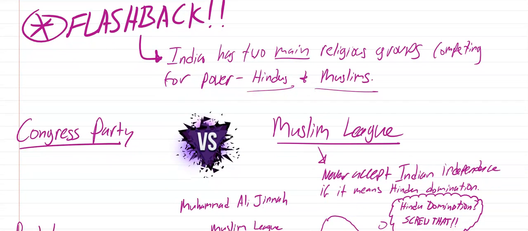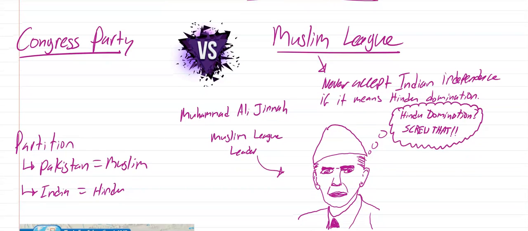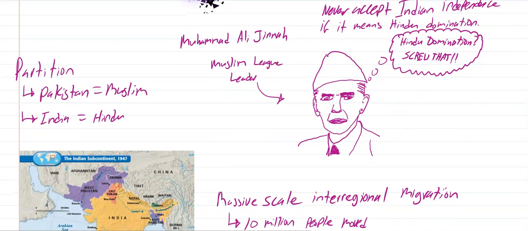Just to flash back, India has two main religious groups that have competed and compete for power. That's the Hindus and Muslims. Hindus make up the majority, Muslims are the minority. The Hindu majority and most people there had aligned themselves within the Congress Party, and then the Muslim League looked out for the rights and freedoms of the large Muslim minority that existed within India. Muhammad Ali Jinnah was the Muslim League leader.